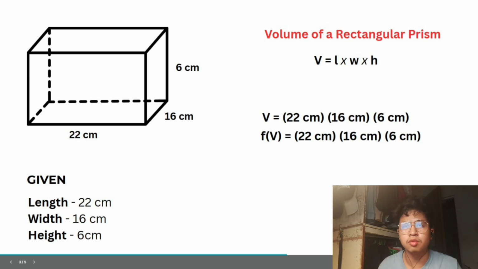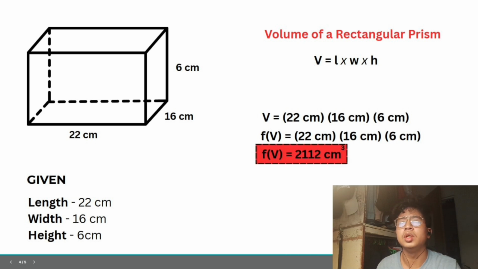Now let's get to solving this. This is a very simple equation. We just have to multiply these three numbers. So our answer would be 2,112 centimeters cubed. Therefore, the volume of our gift box is 2,112 centimeters cubed.